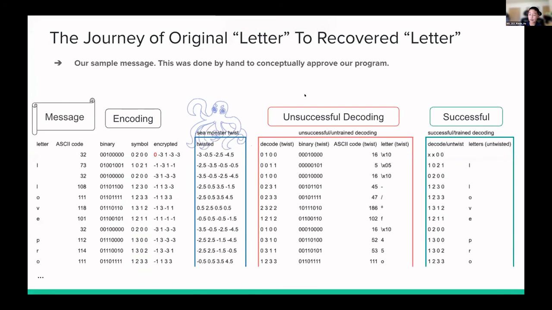This is our overview of the project, illustrating the journey from start to finish. First, we have Zoe's letter. In this case, our sample message is, "I love programming." In the second section, we have the translation of the message to ASCII code. Next, we have the sea monster's twist. And finally, we have the decoding process and the recovered letter.